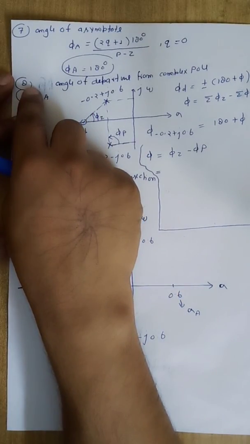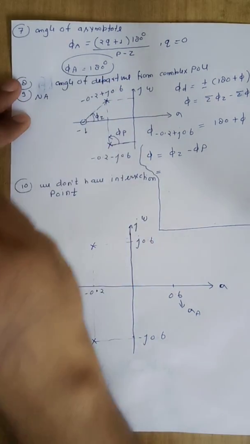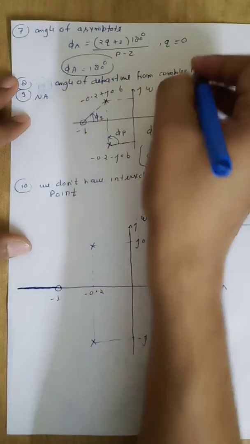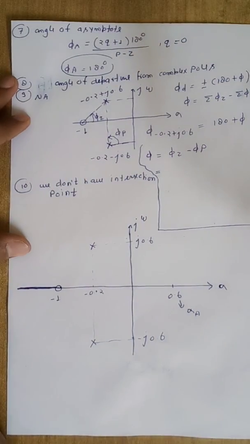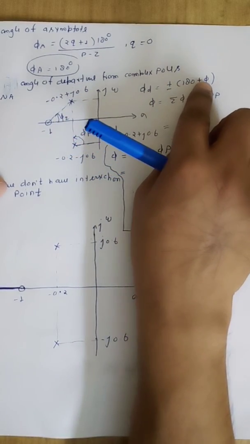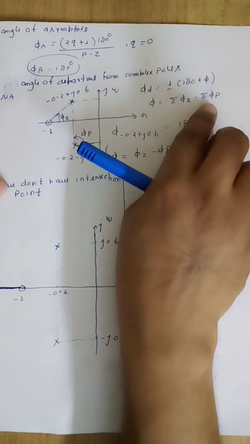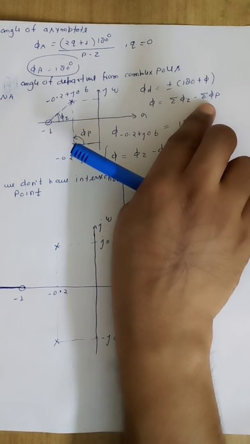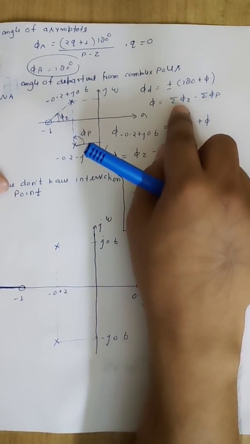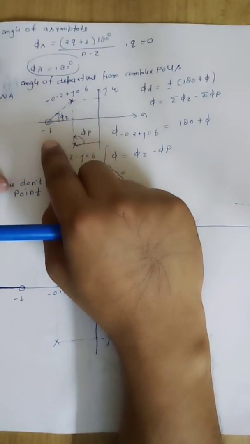Next step, we will calculate angle of departure because we have complex poles. So in eighth rule, we will calculate angle of departure from complex poles with the help of formula. Already I have told you, plus minus 180 degree plus phi. Phi we can calculate with the help of summation phi z minus summation phi p. So for calculating summation phi z and summation phi p, we will draw the pole zero diagram.